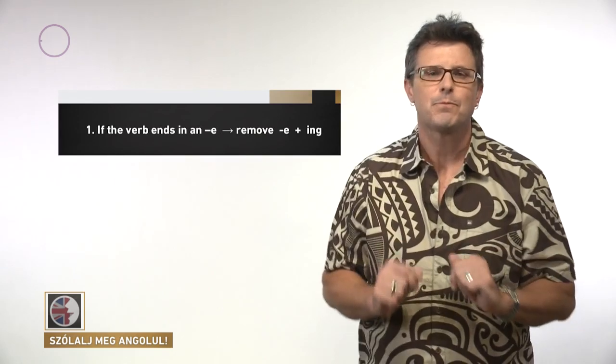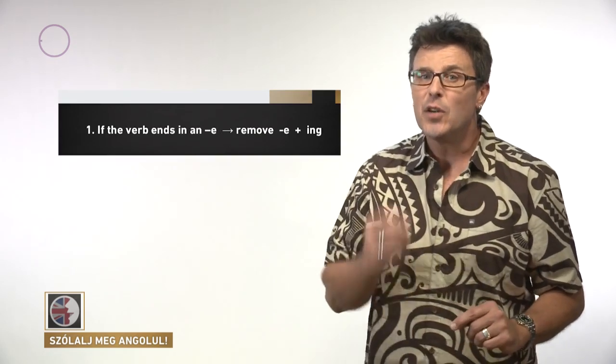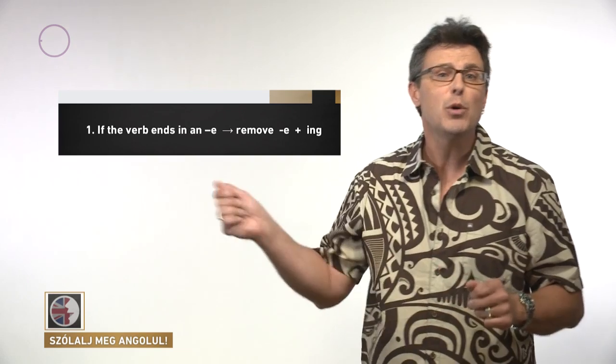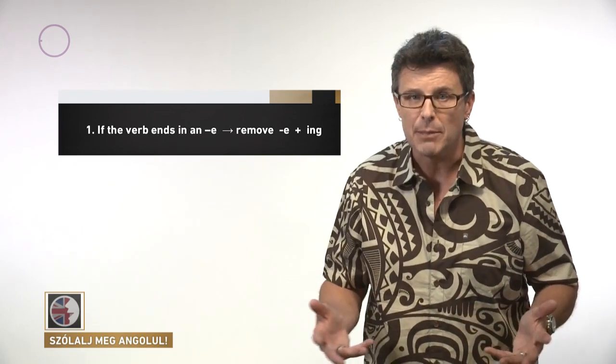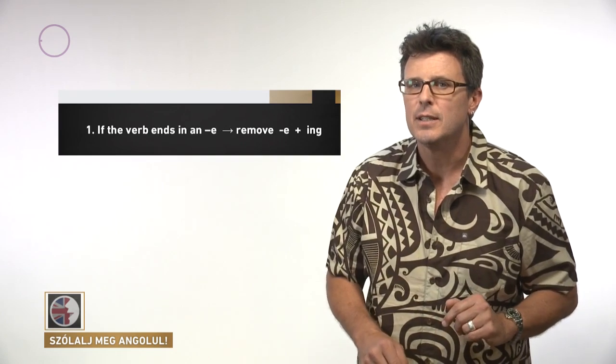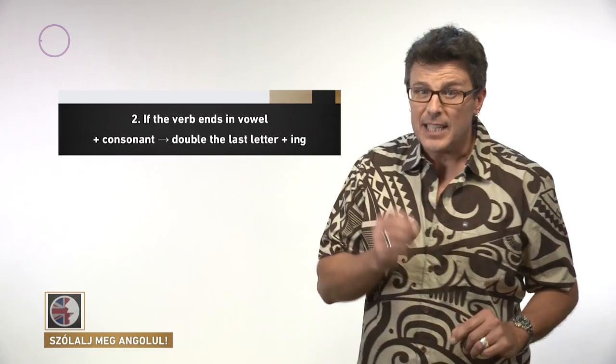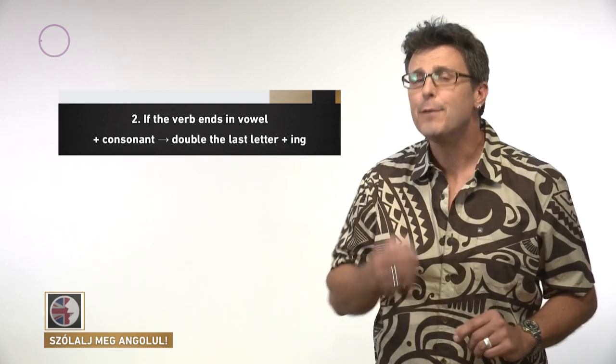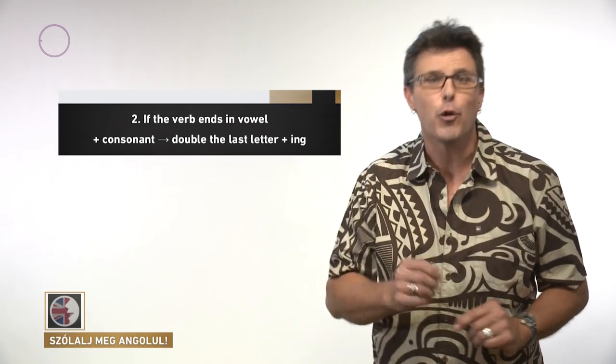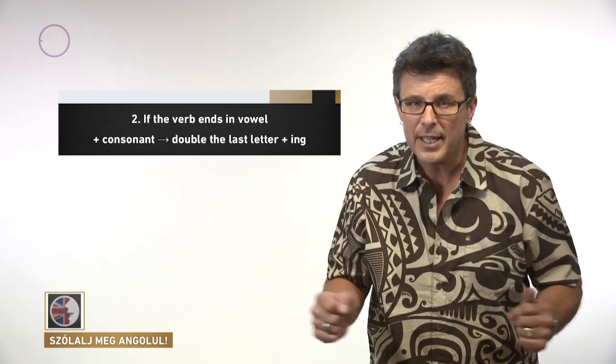Now, all this means that it's very similar to the present continuous, isn't it? Yes. And so, that means we have to be careful with spelling, just as we have to be careful with spelling when we're using the present continuous. So, if the verb ends in an E, we have to remove the E before we add the ing. Good. What else? Well, if the verb ends in a vowel plus consonant, then we have to remember to double the last letter before we add ing. Okay.